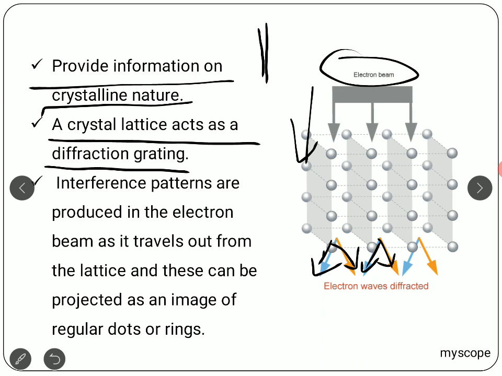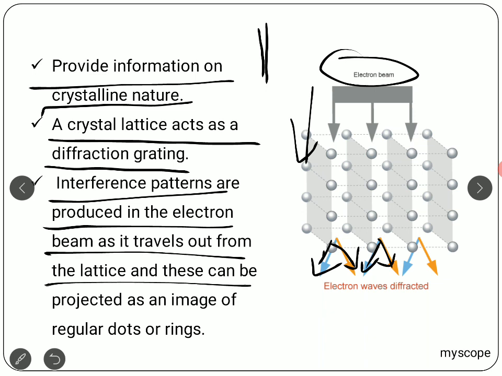Now the interference patterns are produced in the electron beam as it travels out of the lattice, and that can be projected as an image of regular dots or rings. So whatever projection we get is nothing but the interference pattern.